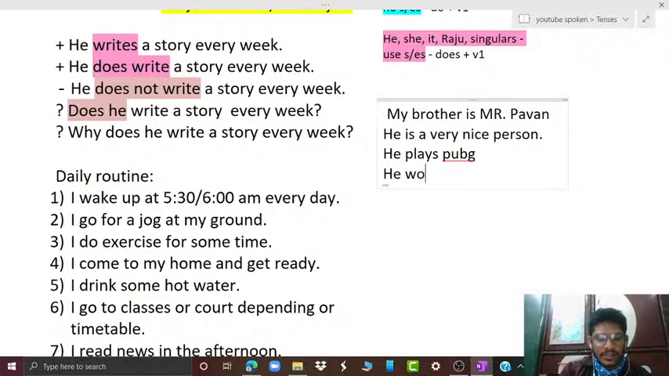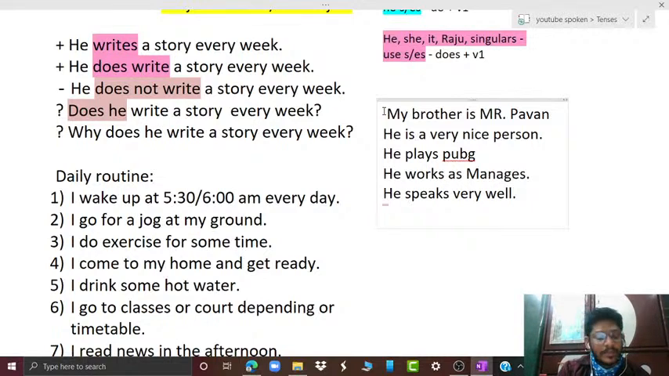He works as manager in one of the multinational companies at Chennai. So he works as a manager, and he is a very influencing person. So he speaks well. He speaks very well. He also motivates many employees, and the people working under him generally love him a lot.